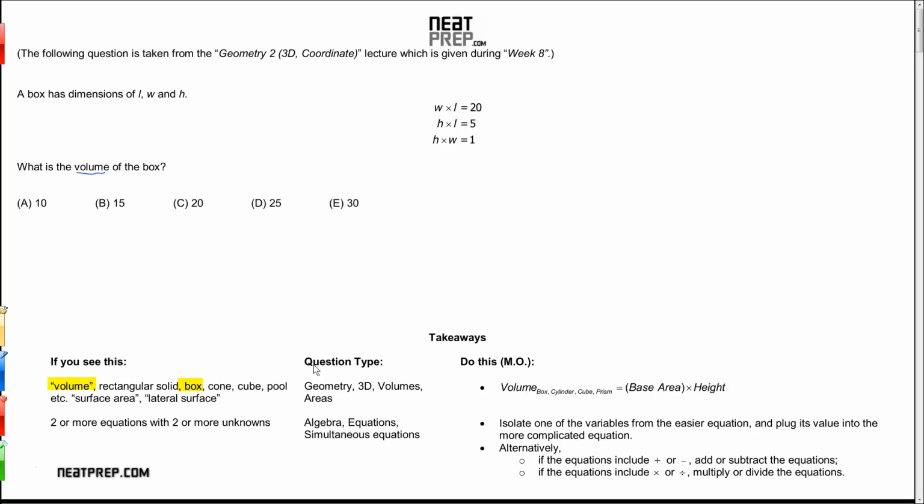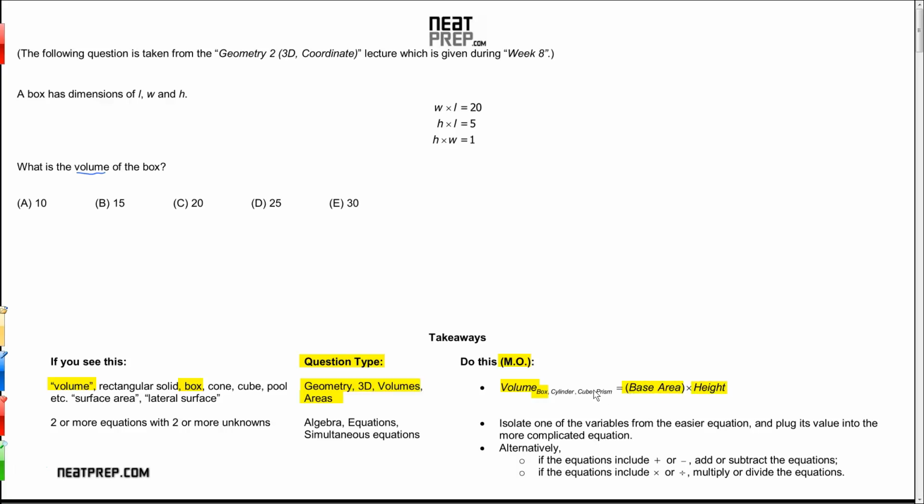First of all, you know that the question type is geometry, 3D, volumes, and areas. And you also know what to do. This is the modus operandi, the way that you're supposed to go about solving the question. And what we learned is that the volume of a box, a cylinder, a cube, a prism is basically the base area times the height.